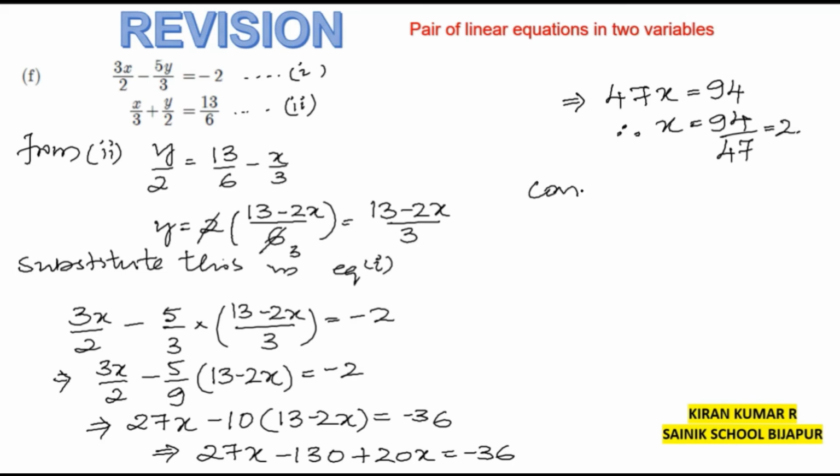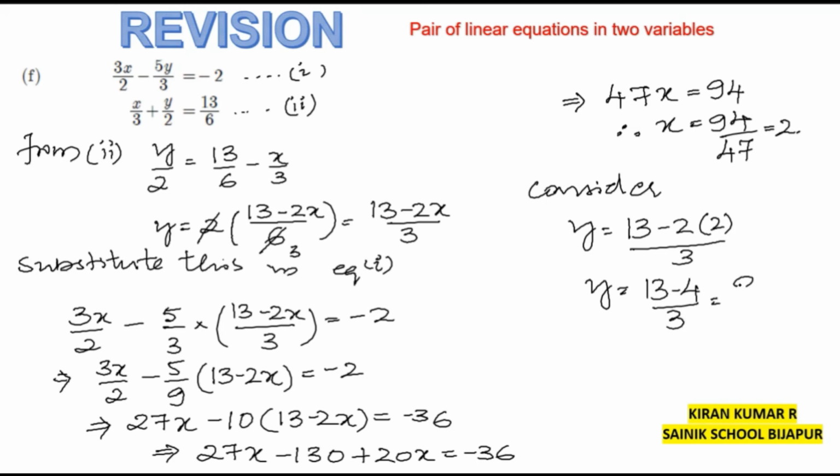Now consider y is equal to 13 minus 2 times of x divided by 3. So y value is 13 minus 4 divided by 3, which is 9 by 3, which is equal to 3. Therefore, x value is 2 and the value of y is 3. Let us take the next question.